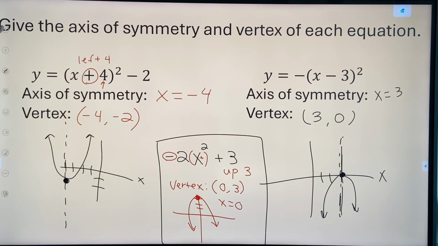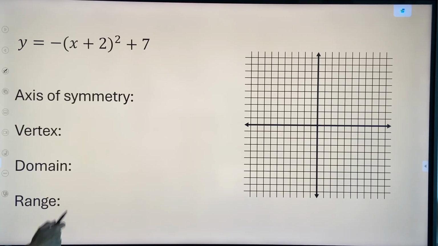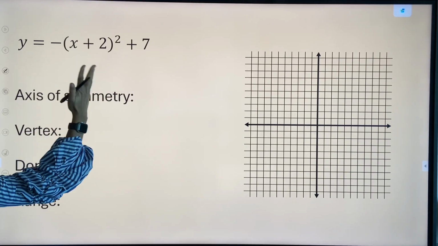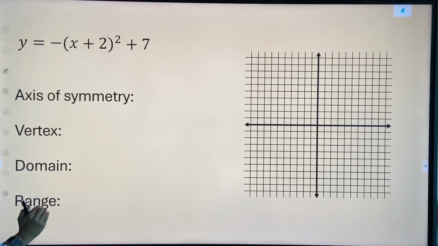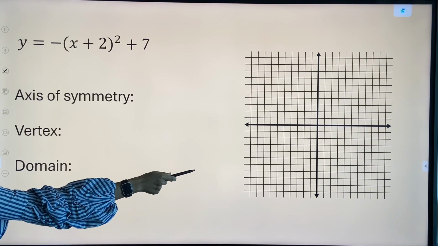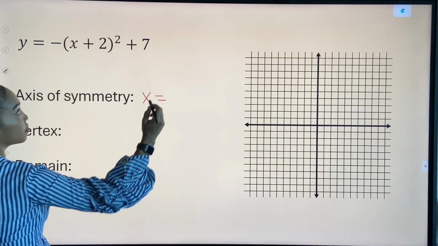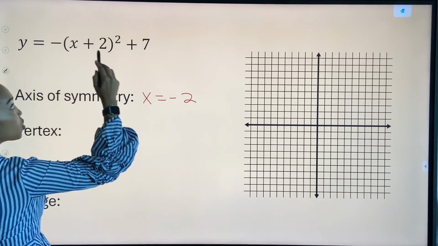Now let's practice graphing these. This is our first equation. And just looking at the equation, you should be able to answer all of these questions without even having to graph it. Okay? Your axis of symmetry is what? Yep, -2. It's always opposite.